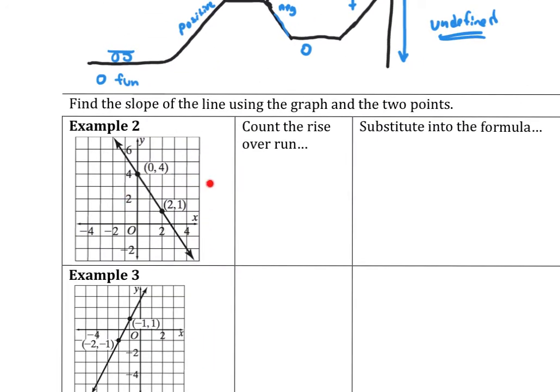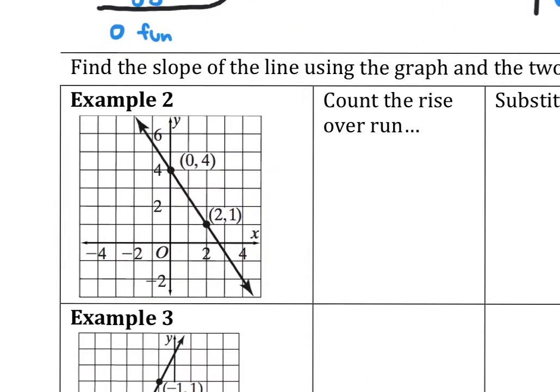So let's find slope. Two ways we're going to look at it: we can just do simple counting, as long as we consider our units, and count the rise over the run, but we can also substitute into our handy-dandy formula. So let's do example number 2 here, and we're just going to count the rise over the run. We always use the letter M.